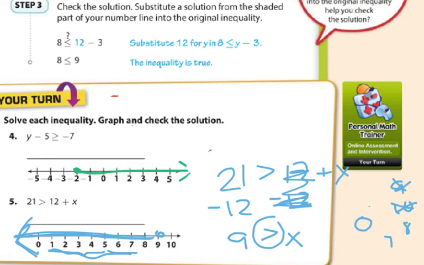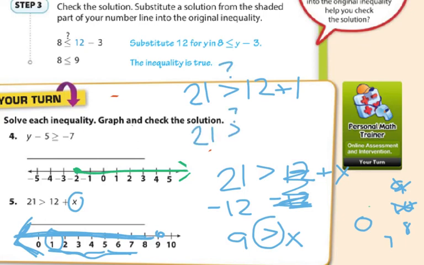So if I go back to my problem, and let's say I plug in a 1 for the x, and it says 21 is greater than 12 plus 1. I just picked 1 because it was within my line in here. Does that make sense? And so I could pick any number. It's just easy to add 1. And so I ask myself, is 21 greater than 13? Yeah, 21 is greater than 13. So check. 21 is greater than 13. It is correct. It works. Okay?